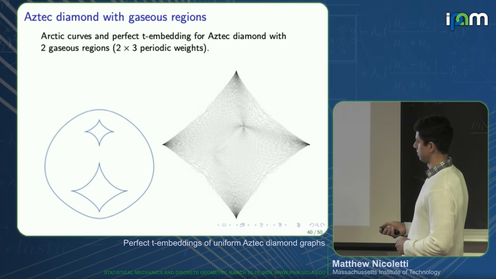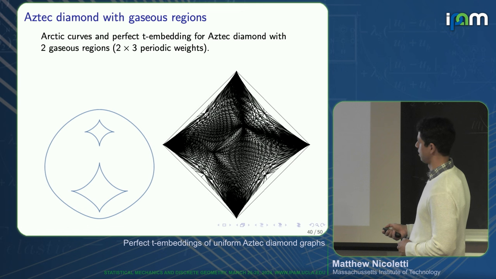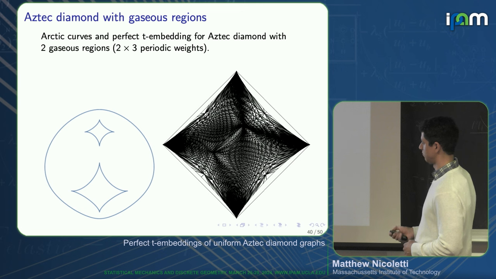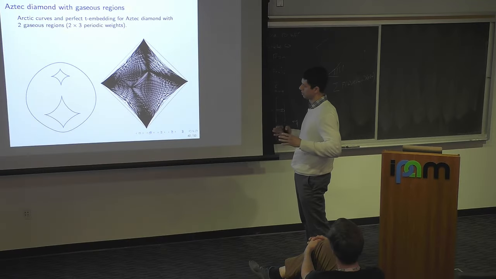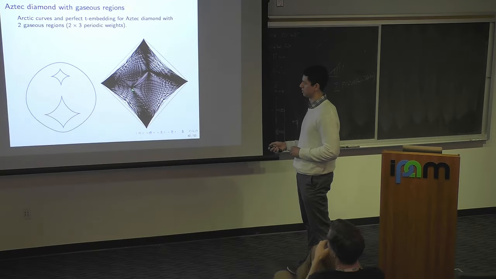All right, here's a picture. Here's an embedding of an Aztec diamond, which has this as its arctic boundary. There are two gaseous facets, and maybe it's not clear what's happening in this picture, but again the frozen regions are being collapsed to these four points, and these gaseous facets are now being collapsed to points in the interior of the domain. So they're like singularities. If I graphed the surface here, and that's what was on the title slide, you'd see two singularities in the surface.